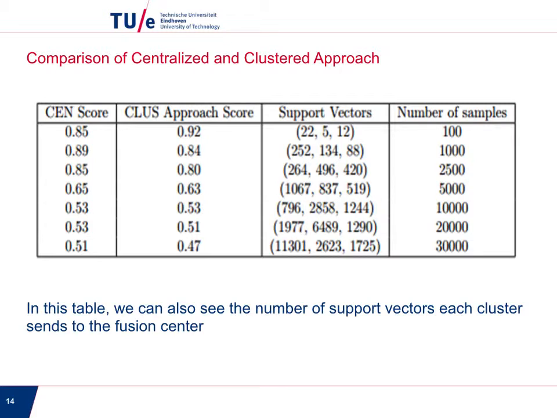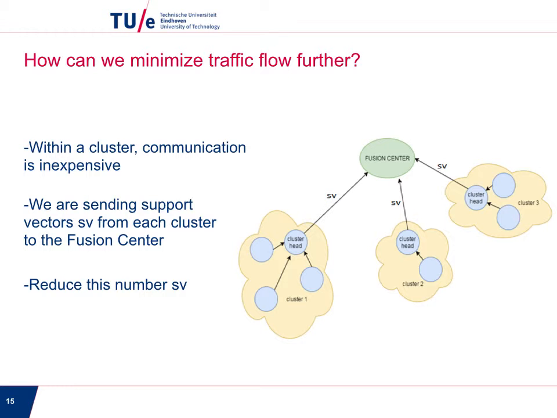So clearly we can see that with the clustered approach, we are sending around 48% less traffic to the fusion center. But can we do better than this? Can we minimize the traffic flow further? We see that within a cluster, the communication is quite inexpensive because the data is sent over short distance. But sending data from the cluster to the fusion center is more expensive. So if we limit this number of support vectors sent from the cluster head to the fusion center, we can minimize the traffic flow in the network further.